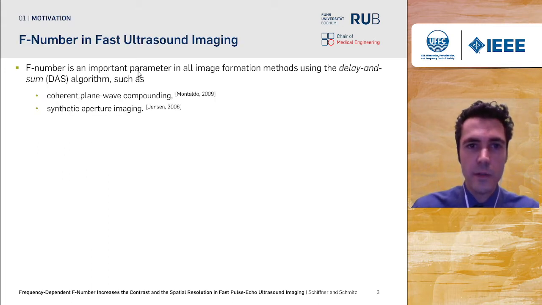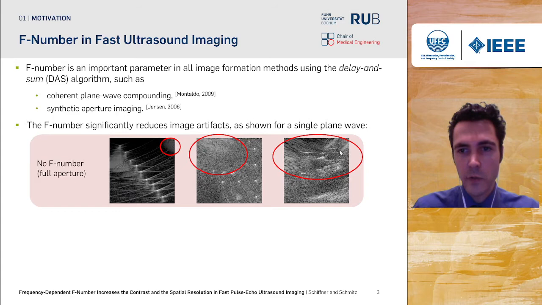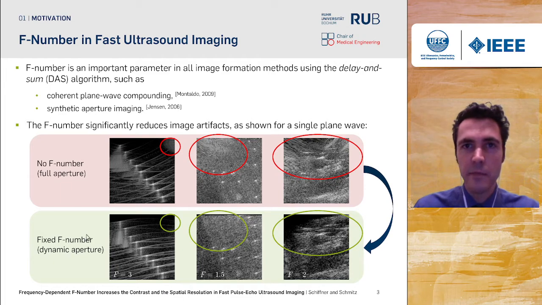The f-number is an important parameter in all image formation methods using the delay and sum algorithm, such as coherent plane wave compounding or synthetic aperture imaging. The f-number significantly reduces image artifacts, as is shown here for a single plane wave. The neglect of the f-number, or equivalently, the usage of the full aperture, results in coherent image artifacts close to the array. The introduction of a fixed f-number, or equivalently the usage of a dynamic aperture, eliminates these artifacts. At the same time, however, such an f-number reduces the lateral resolution.